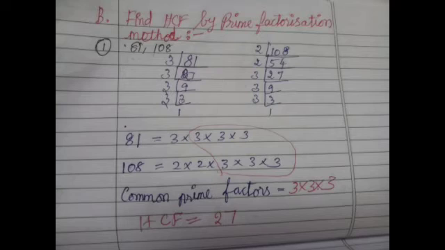The common prime factors, we have to check both the numbers. The common one is 3, which comes 3 times in 108 as well as 81. So 3 multiply 3 multiply 3. 3 3s are 9, 9 3s are 27, which is the HCF.